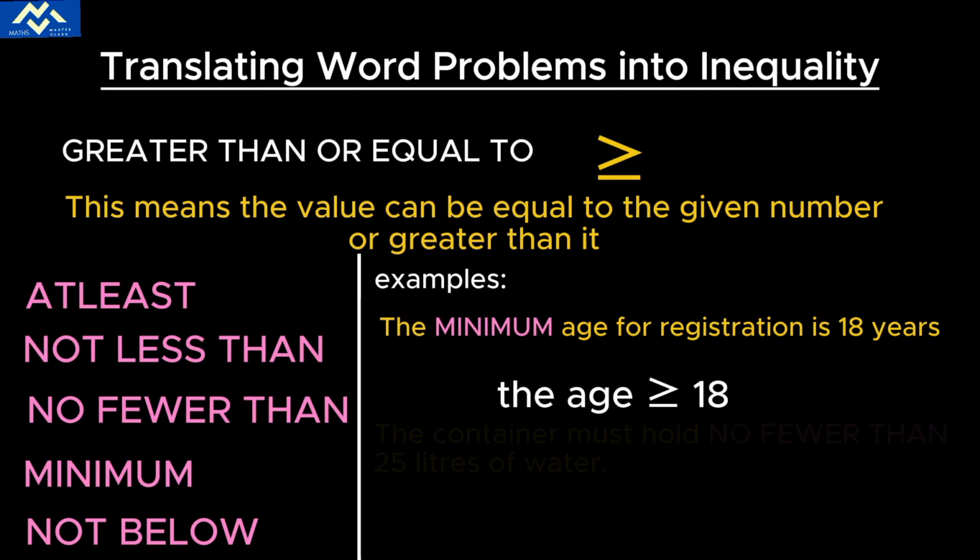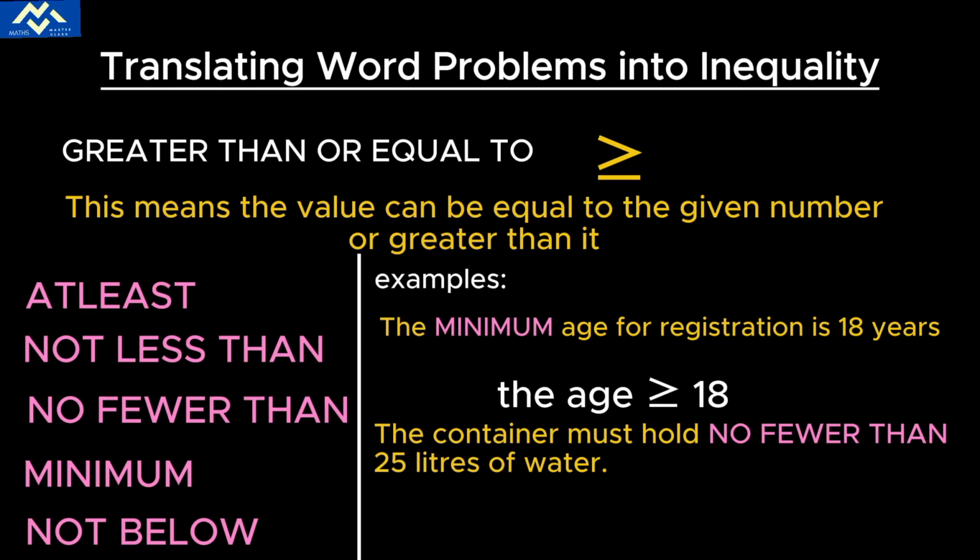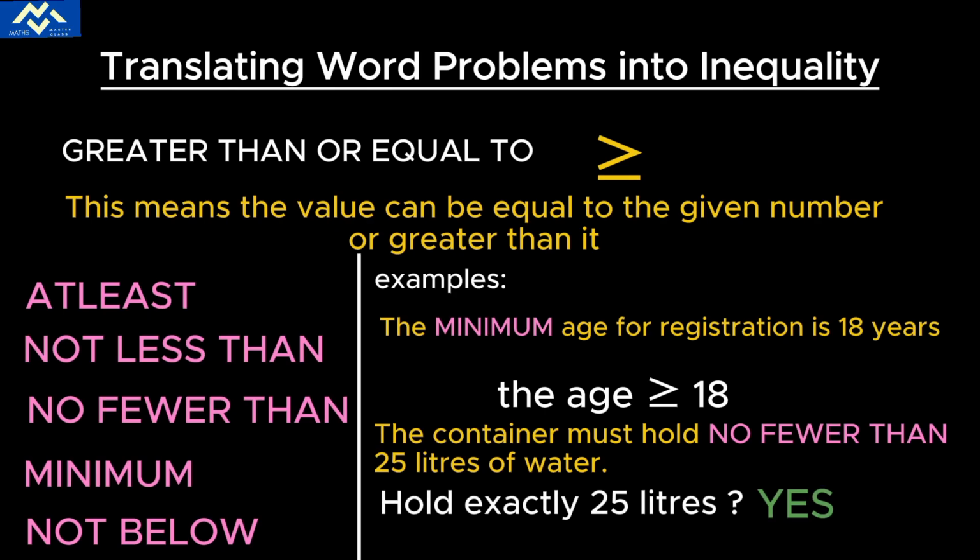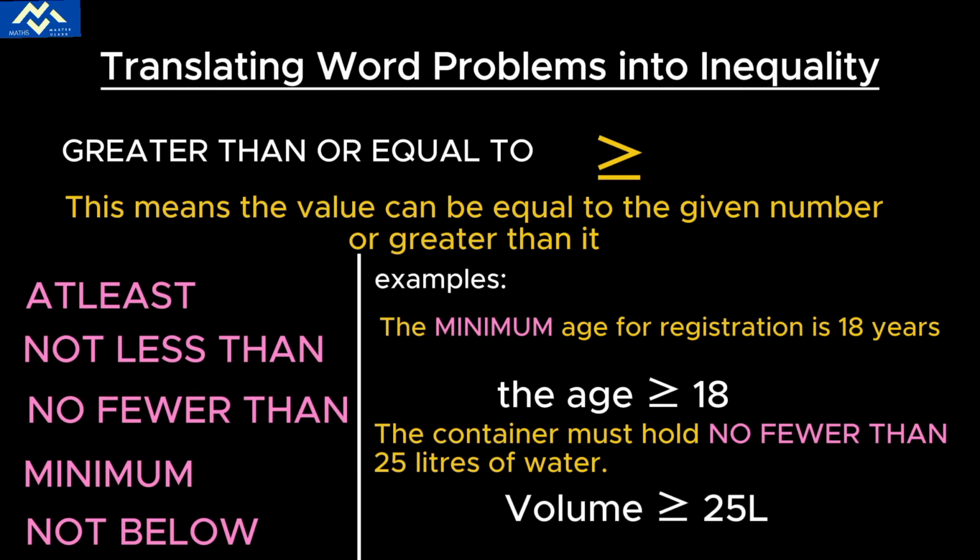Another example. The container must hold no fewer than 25 liters of water. Ask yourself these questions. Can the container hold exactly 25 liters? Yes. Can it hold 30 liters? Yes. Can it hold 20 liters? No. Since no fewer than means not less than, the container must hold 25 liters or more. Therefore, the amount is greater than or equal to 25 liters.